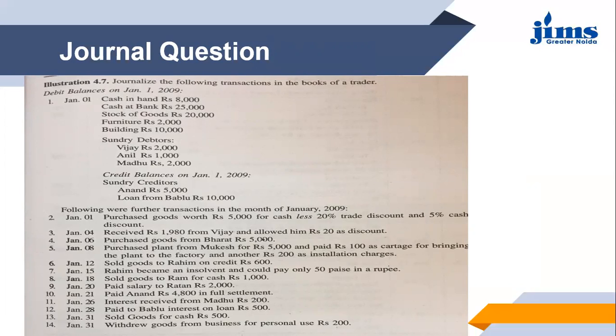This is the amount thing. Now we'll come to the journal entry. Since we purchased a plant from Mukesh for 5,000, you have to be very clear that there is a difference between the stock that we are purchasing and the purchase of any other asset.